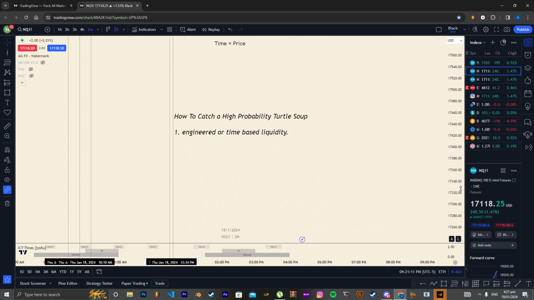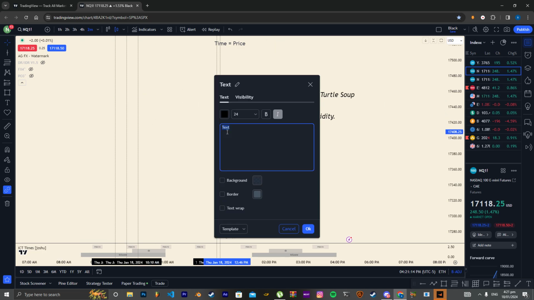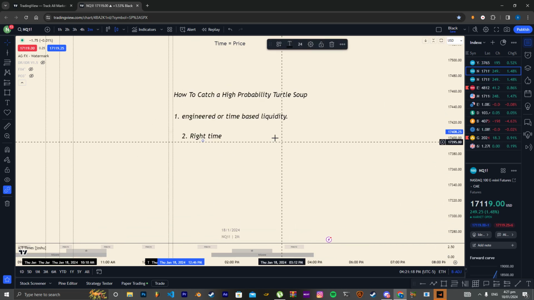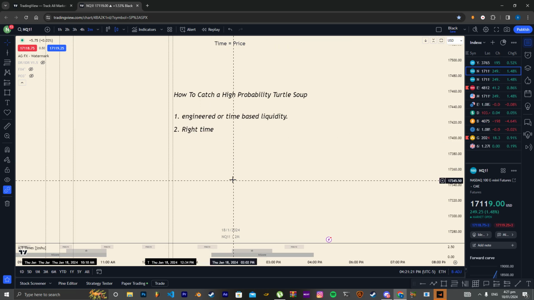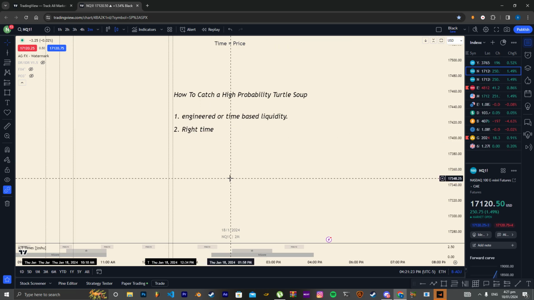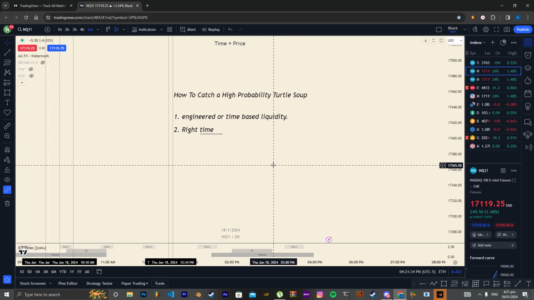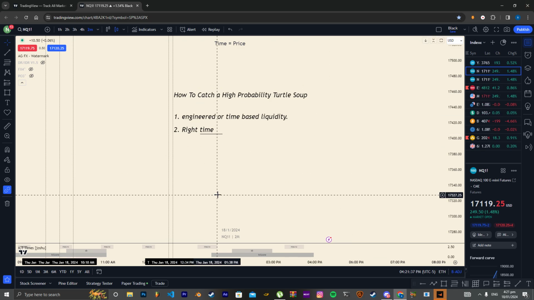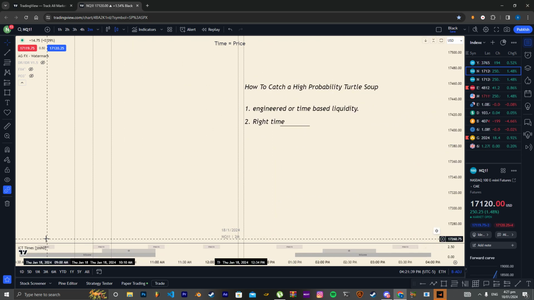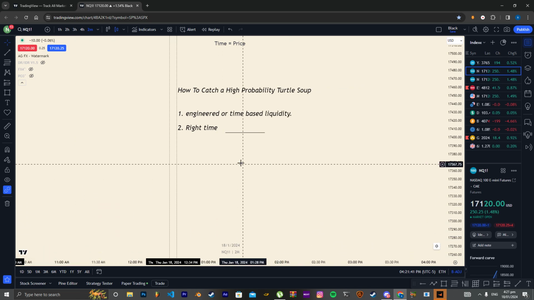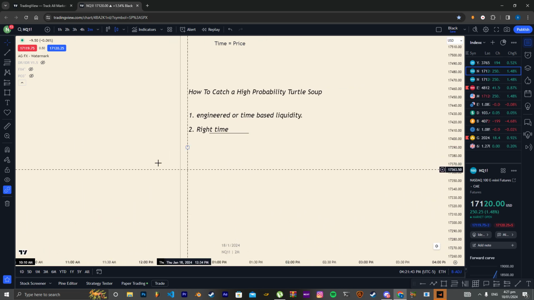So you need to have engineered or time-based liquidity at the right time, right? You need to make sure that this is in the right time. You need to make sure that it's either in a kill zone, silver bullet, whether it's 2 p.m. to 3 p.m., whether it's 10 a.m. to 11 a.m. There needs to be the right time, and I'm not going to stress this because this is why a lot of you guys lose your trades: you're not trading with the right time, you're not understanding the narrative that's supposed to happen within that time, and you haven't studied how macros deliver at all, right? So it needs to be in the right time.